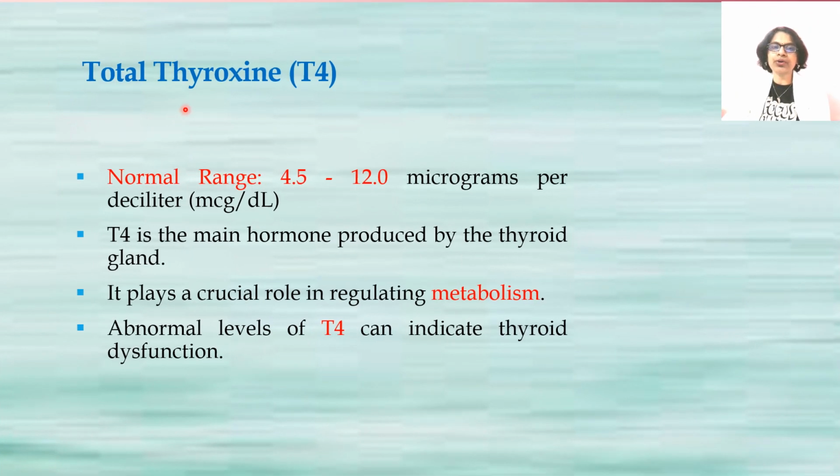Then coming to total thyroxine, that is also known as T4. The normal range is 4.5 to 12.0 micrograms per deciliter. T4 is the main hormone produced by the thyroid gland, and it plays a crucial role in regulating metabolism. Abnormal levels of T4 can indicate thyroid dysfunction.